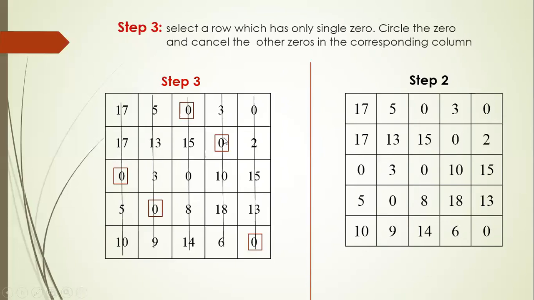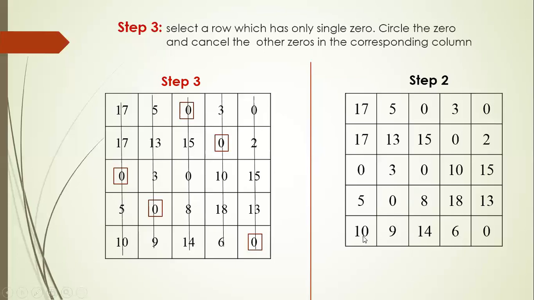So you mark that zero in your square brackets. Then cancel the corresponding column. So mark the zero and cancel that corresponding column fully. There is no problem whether there is a zero or not. That is step 3, first one. Again check which row has a single zero. So second, third is double zero. So this one is single zero. So same process. Mark that zero and cancel the corresponding column.